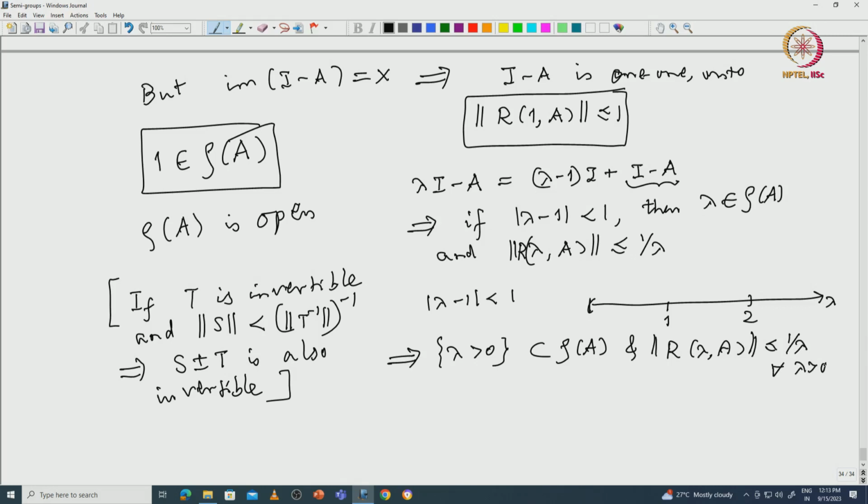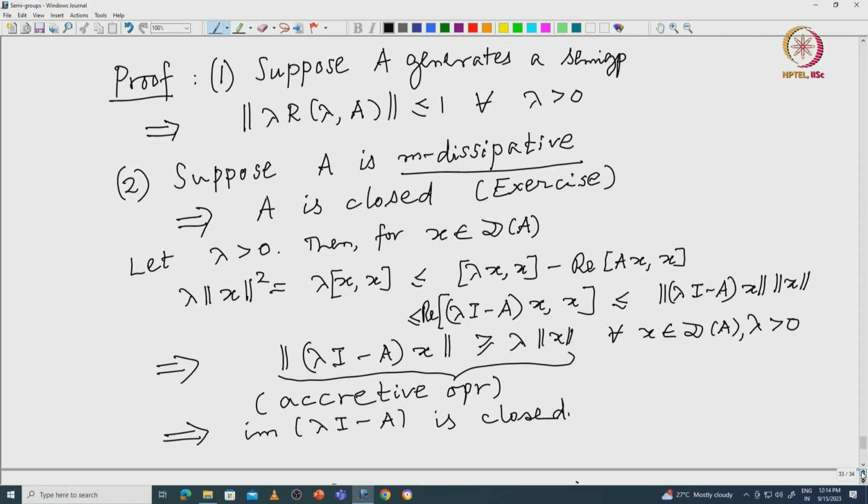And now you appeal to the Hilbert theorem. All the resolvent estimates are here, so you say that A generates a contraction semigroup. But you just missed one thing, let me recall that. This generation is fine.